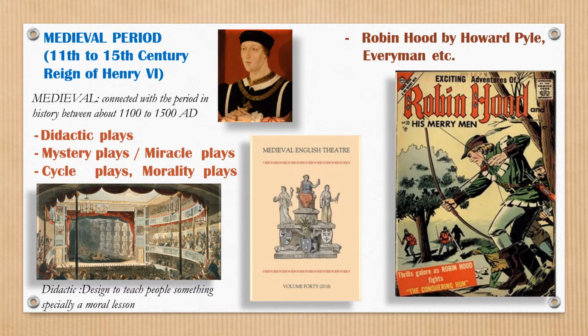Also there were plays of mystery or miracle. So mystery plays were there. Then cycle and morality plays, again with a moral in the drama. In this way, the medieval period was the period when they had plays which had a certain moral based on them.